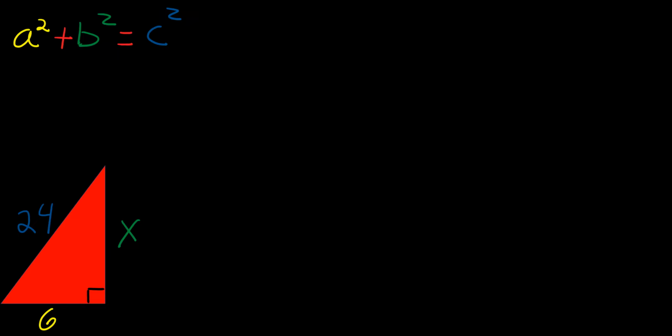So let's just plug and chug. a squared is going to be 6 squared, and we're going to add that to our b squared, which is just going to be x squared, and this is going to be equal to our c squared, which is 24 squared. So now we have to evaluate the equation. 6 squared is going to be 36. And I'm going to say this is going to be added to x squared, and it's going to equal 24 squared, which is just going to be 576.